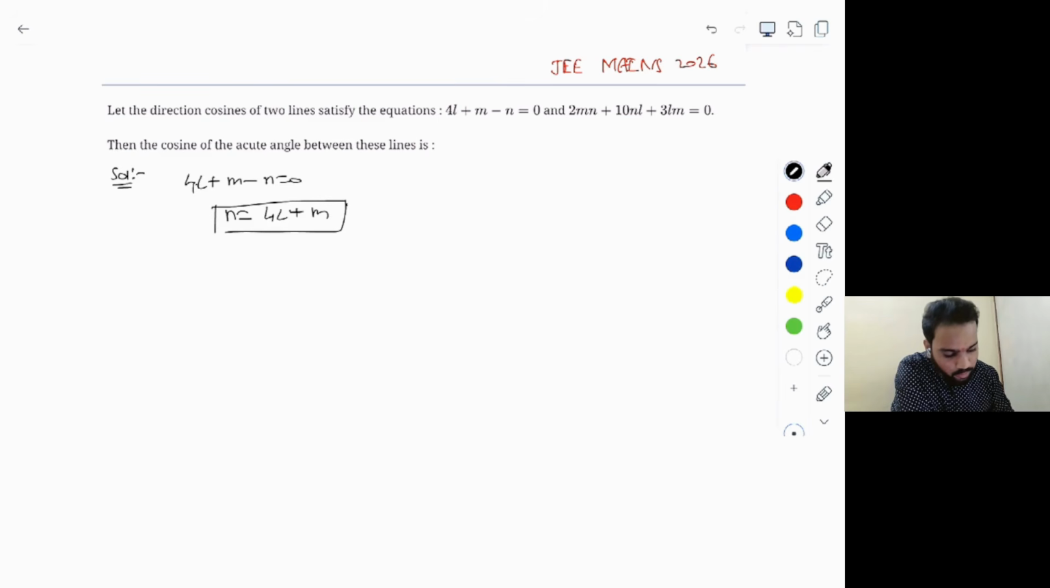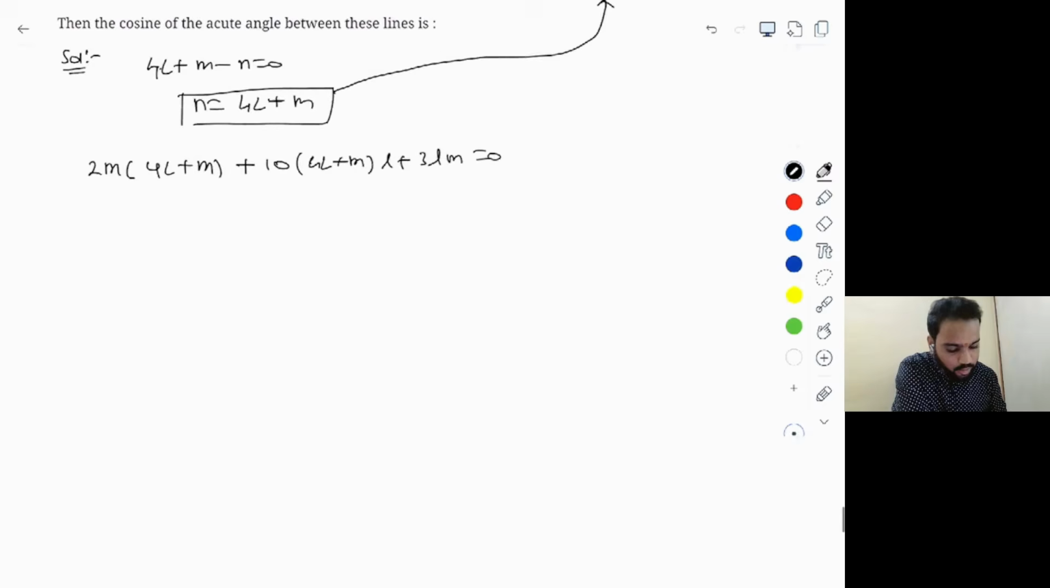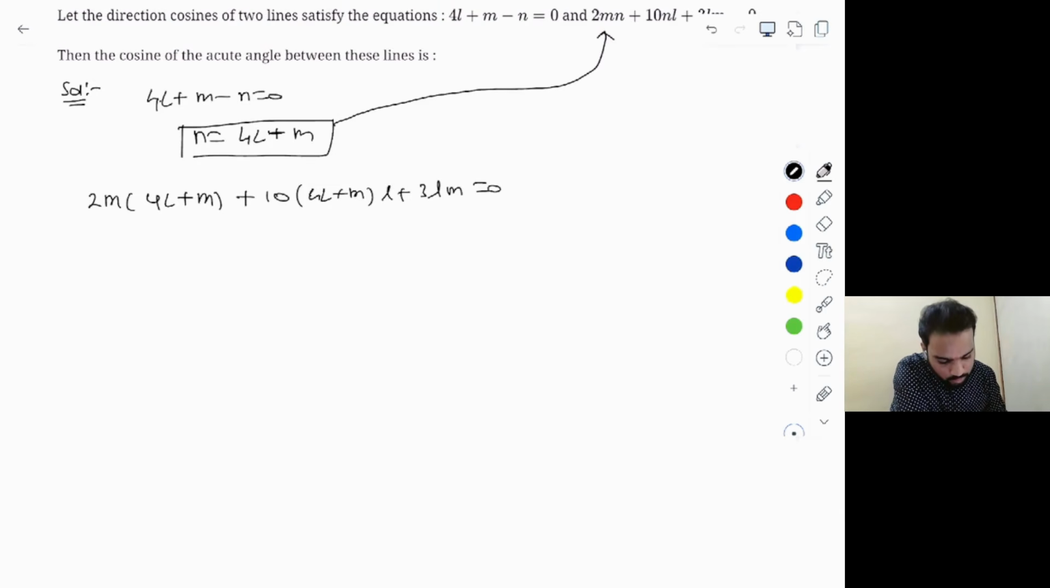and then you just need to take this value of n and substitute it in the second equation, so that I can write this as 2m into (4l plus m) plus 10 into (4l plus m) into l plus 3lm is equal to 0. Okay. Now we know how to expand this, right? So what you're going to get is 8ml plus 2m square plus 10 times 4, which is 40l square, and then 10lm plus 3lm is equal to 0.